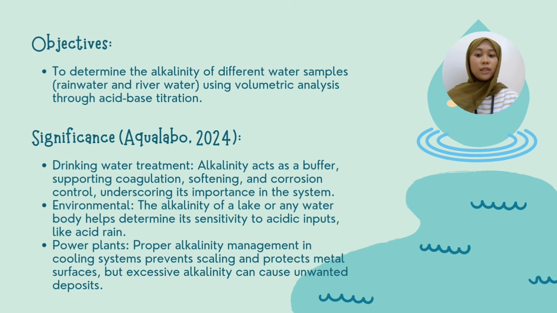For the significance of the study, it is important for drinking water treatment, where alkalinity acts as a buffer, supporting coagulation, softening, and corrosion control, underscoring its importance in the system. In the environment, the alkalinity of a lake or any water body helps to determine its sensitivity to acidic inputs, like acid rain. Last but not least, in power plants, proper alkalinity management in cooling systems prevents scaling and protects metal surfaces, but excessive alkalinity can cause unwanted deposits.